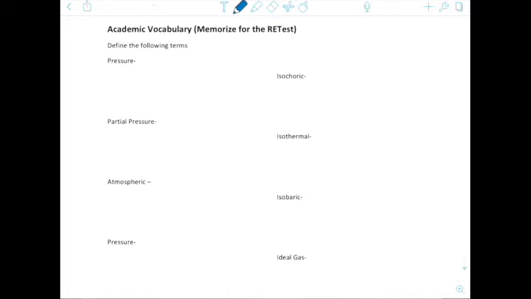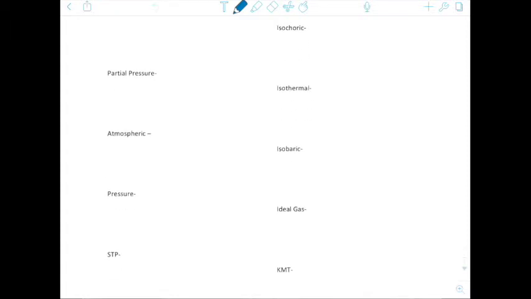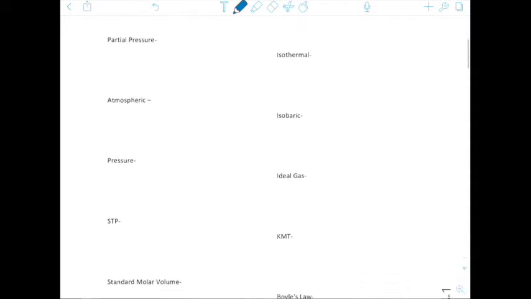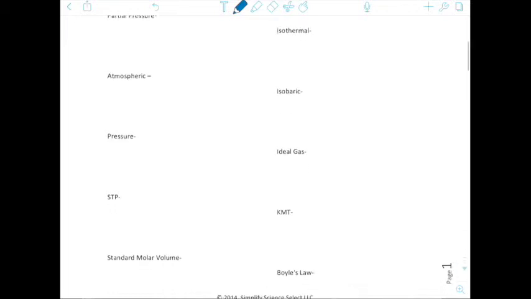Isochoric stands for the volume being held constant. Isothermal, the temperature is being held constant. Isobaric is the pressure is held constant. An ideal gas is a perfect gas, a gas that behaves according to the kinetic molecular theory. KMT is the kinetic molecular theory and is the theory used to study ideal gas behavior.